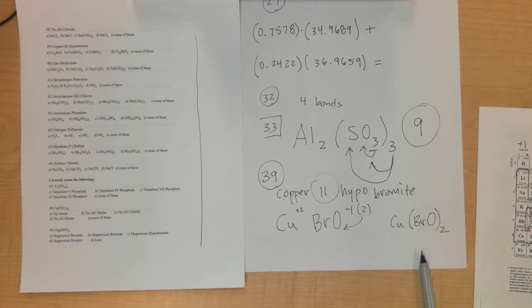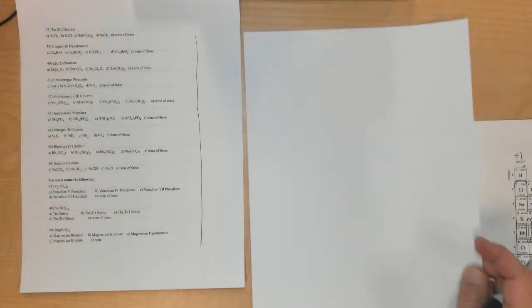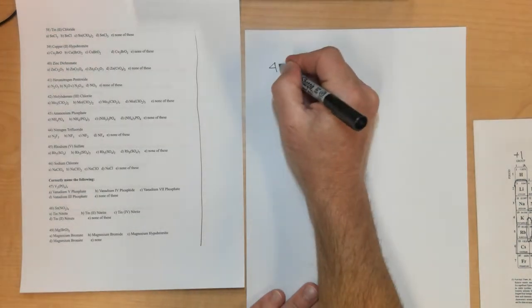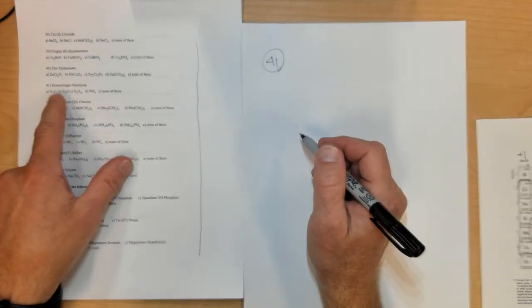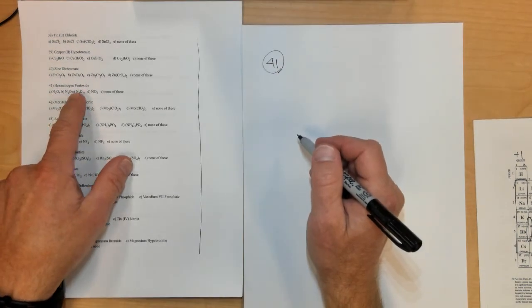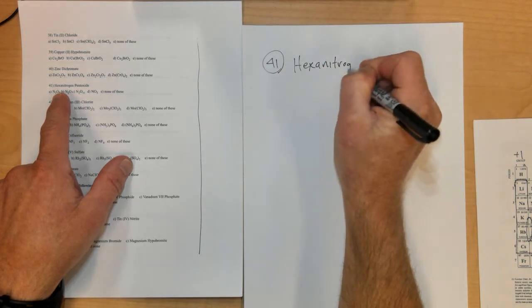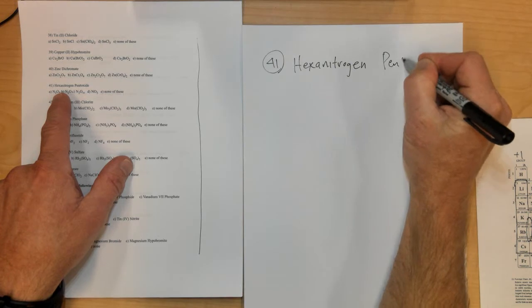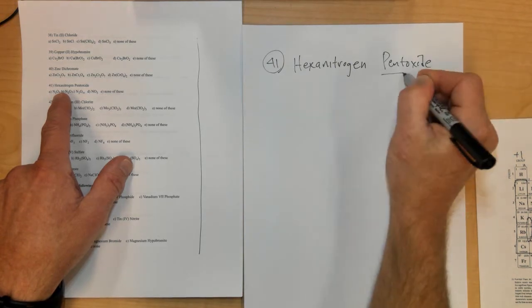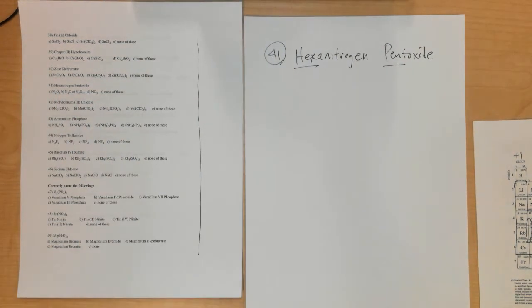Yes? Can you do 41? Oh, a different problem. Number 41 we're going to go to now. All right, not a problem at all. 41 asks for hexanitrogen pentoxide. Hexanitrogen and then pentoxide. So as soon as I see these prefixes like this, a big bell goes off in my head and I go, oh, what things use prefixes like that to name them?